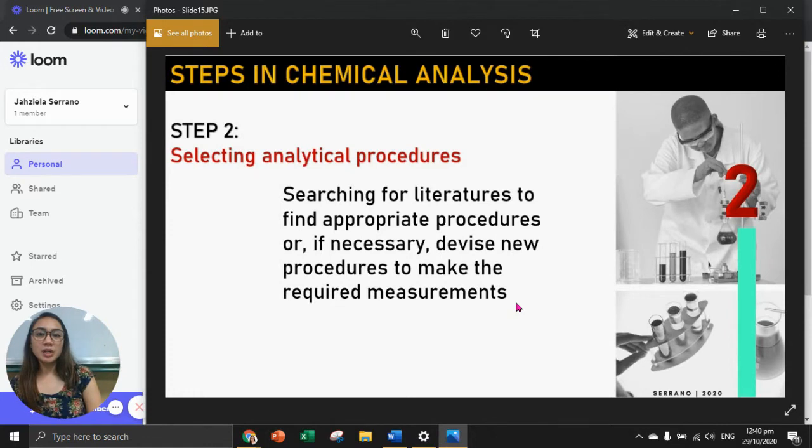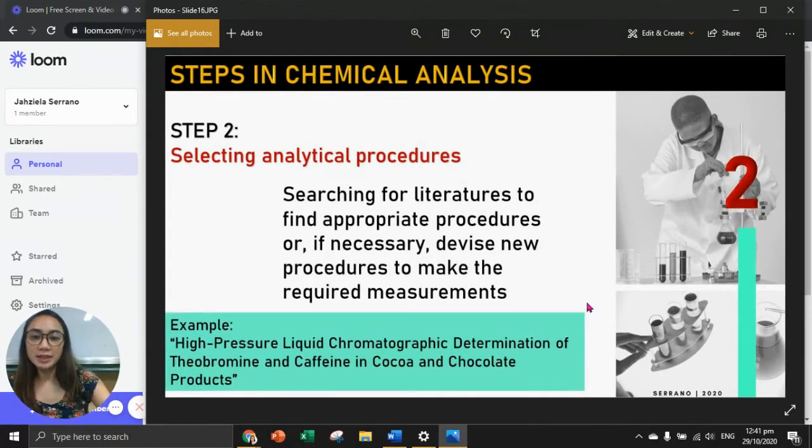Okay, so step 2, we have to select analytical procedures. This time, we have to search for literatures to find appropriate procedures or, if necessary, devise new procedures to make the required measurements. So, for example, this is from a reading, a literature about chocolate. So the procedure that you're going to do is high pressure liquid chromatographic determination of theobromine and caffeine in cocoa and chocolate products.